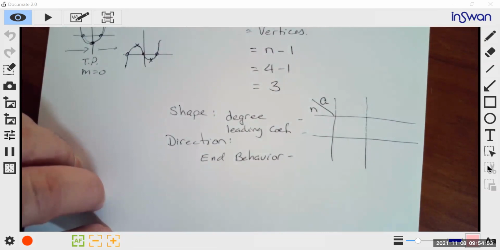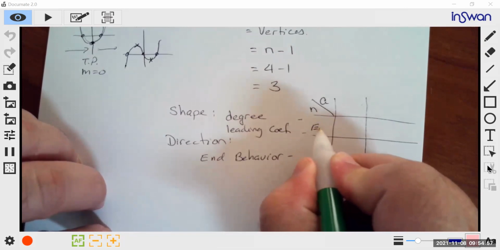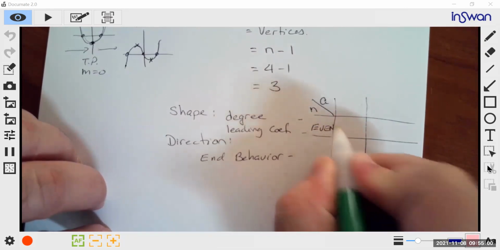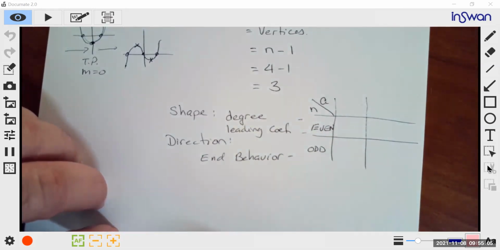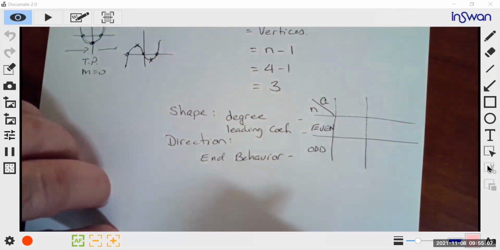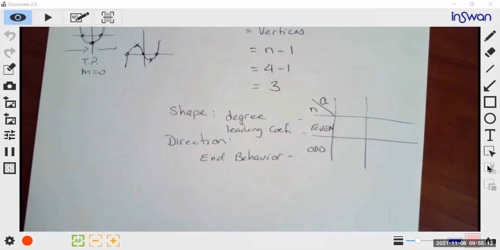If n is even or n is odd. If n is even, the power is even, what does the graph look like? What's the smallest even power you know? 2. What is the square? What does the graph of x squared look like? Yeah, both ends go up.